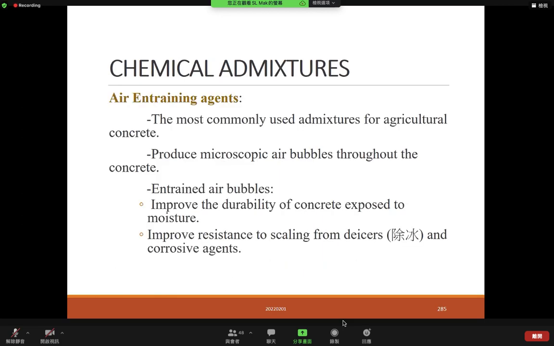Air entraining agent, the most commonly used admixture for agricultural concrete. It will produce microscopic air bubbles throughout the concrete and entrain air bubbles. It can improve the durability of concrete exposed to moisture and improve the resistance to scaling from, for example, deicing salts to remove the ice and corrosive agents.